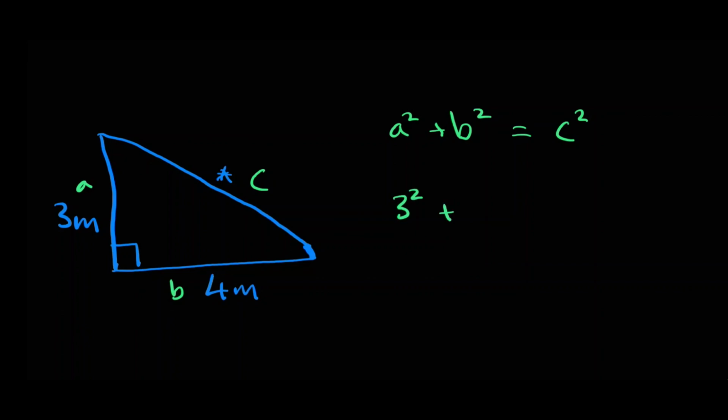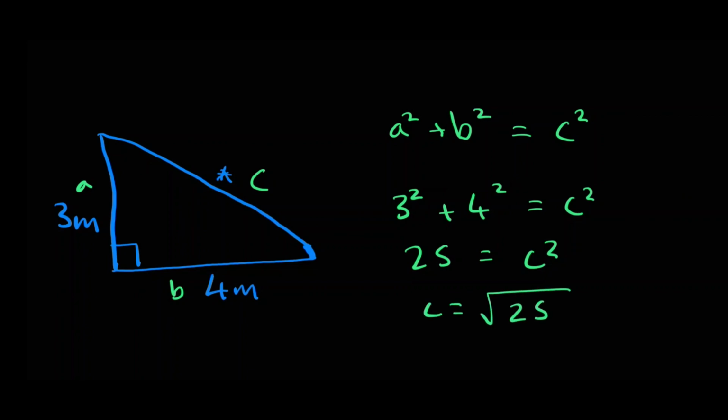So 3 squared plus 4 squared equals c squared, which means 25 equals c squared. And so now we know what c squared is, but we just want to know the length c. So we use the square root. So c is the square root of 25, which equals 5 meters. So that's the length of c.